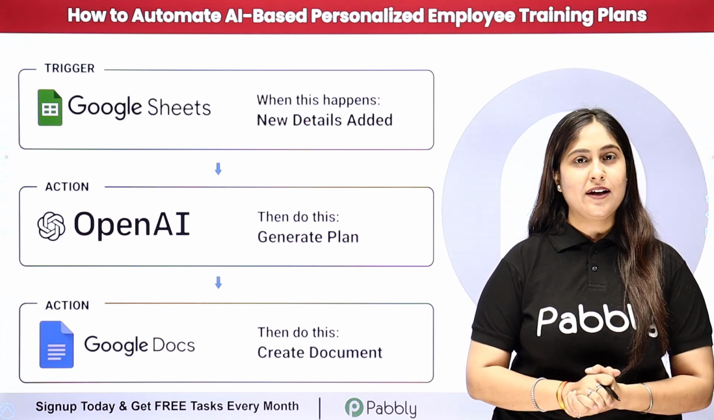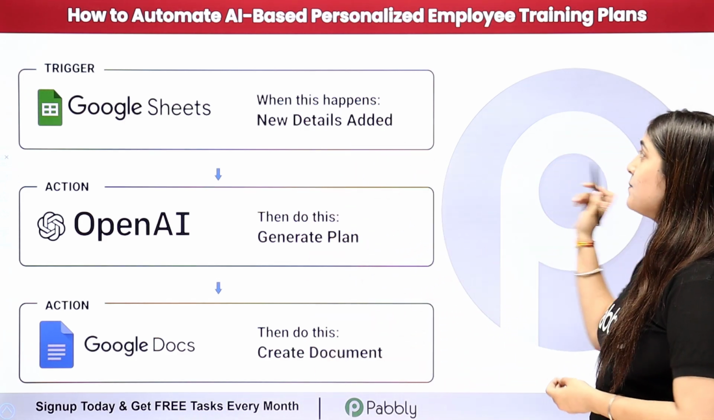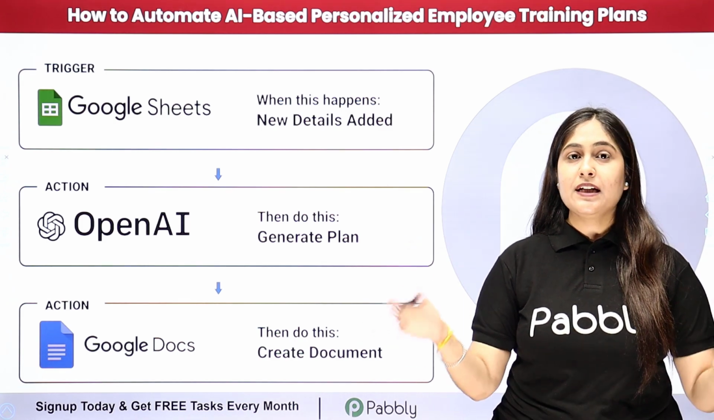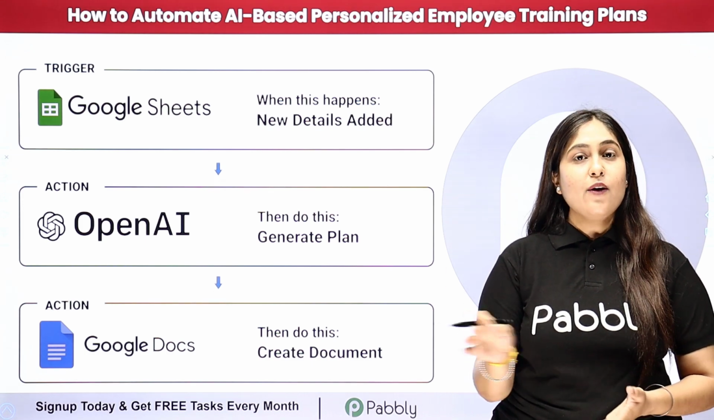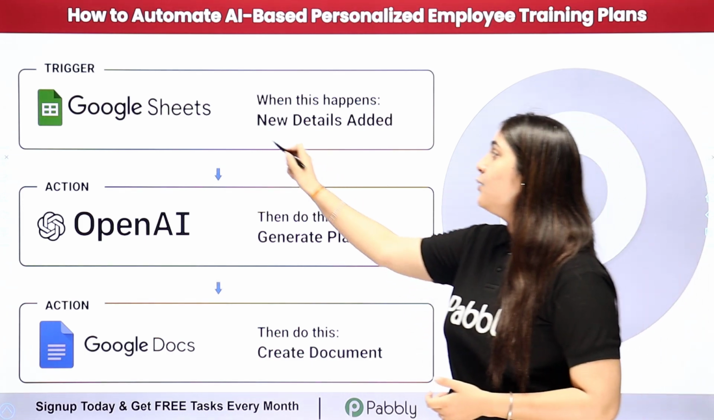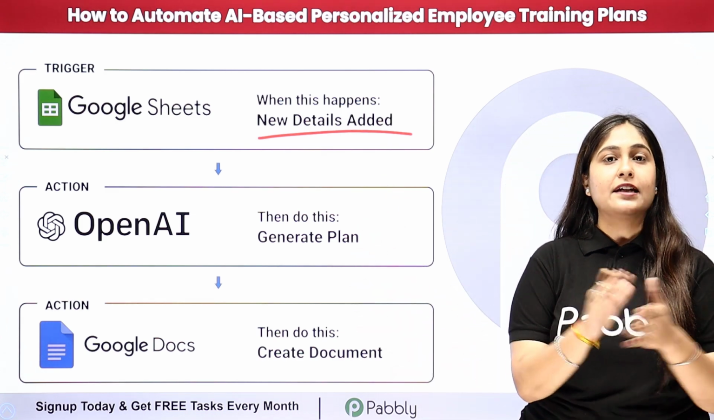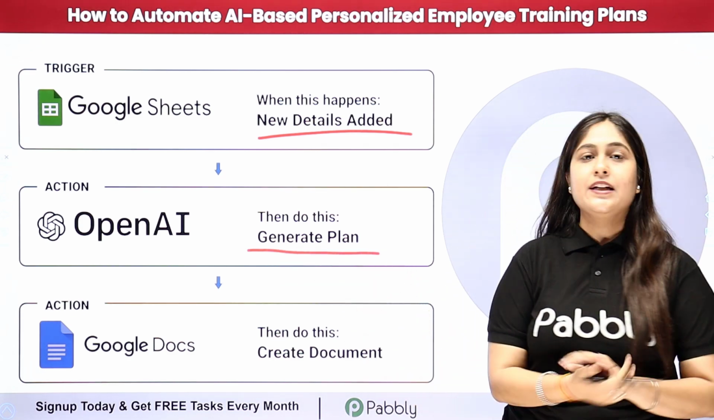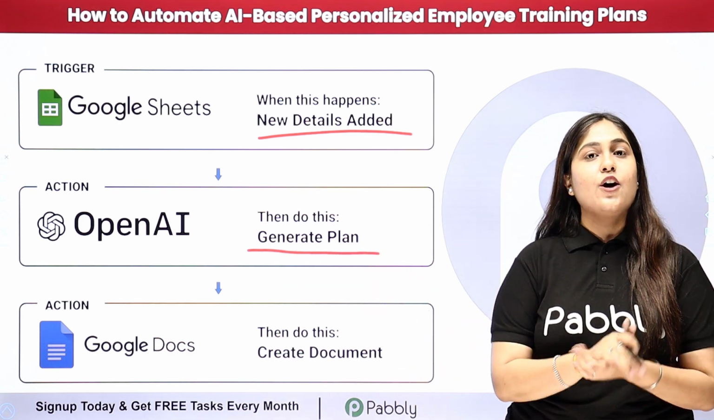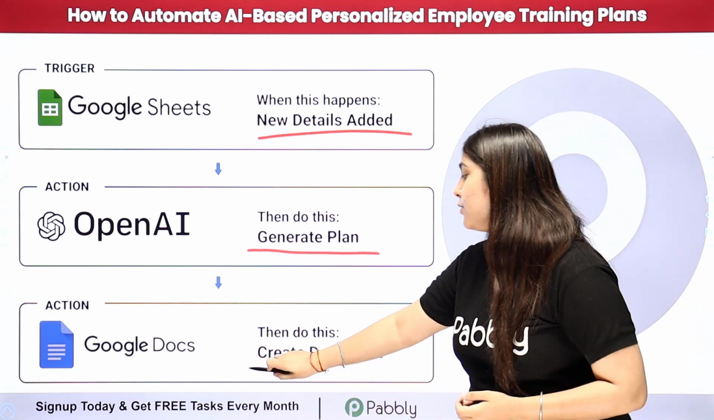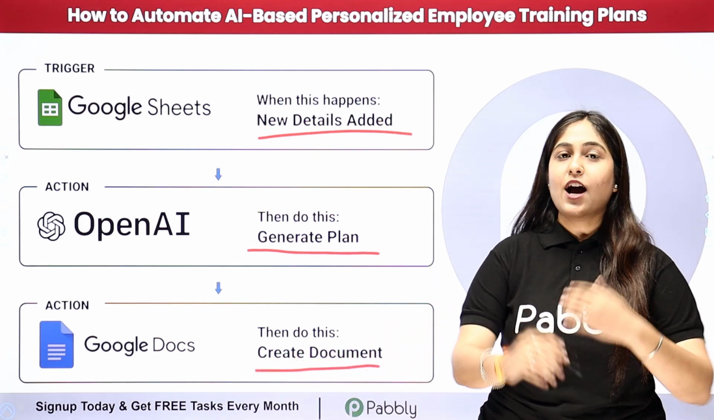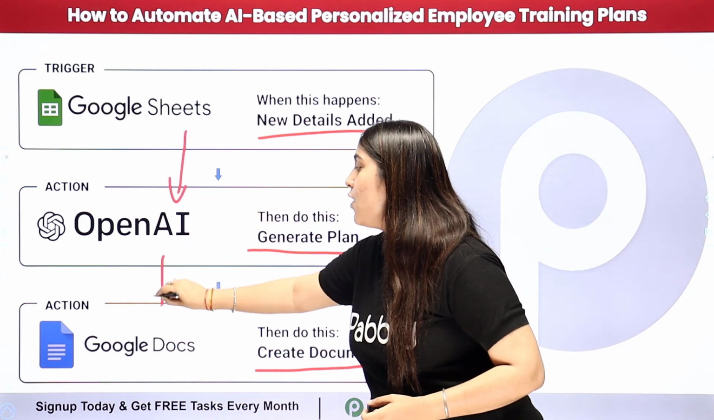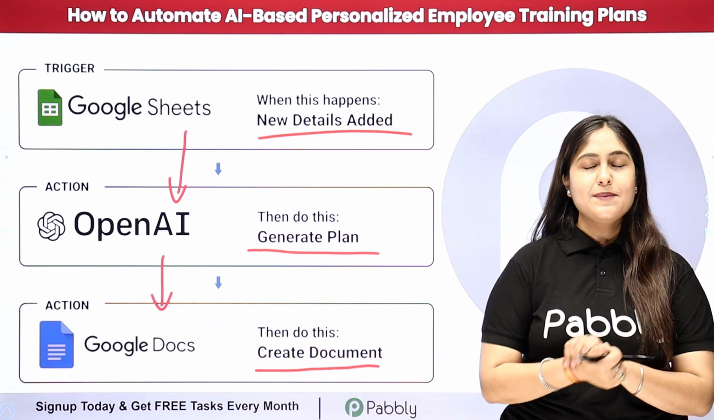In this video we are going to understand how to automate AI-based personalized employee training plans. So as an HR manager, I need to create training plans for all the new trainees. Now here my objective is that whenever I add new candidate details in my Google Sheets, OpenAI should automatically use the details and generate the training plan for that candidate, and after that the generated plan should automatically be added as a new document in my Google Docs. To automate the entire process, I need to connect my Google Sheets with OpenAI and Google Docs using an automation software named Pabbly Connect.